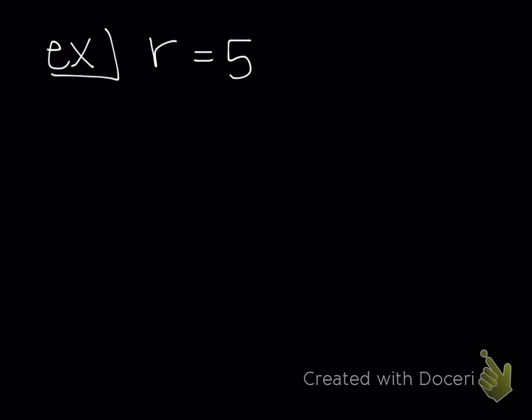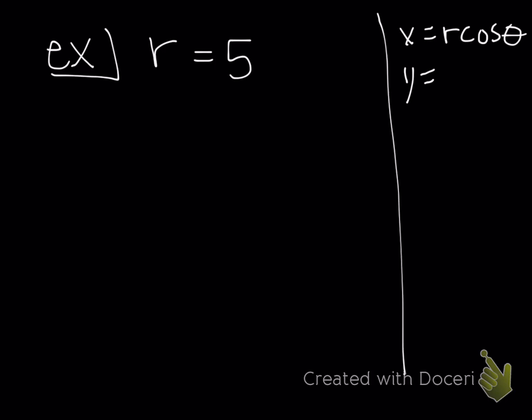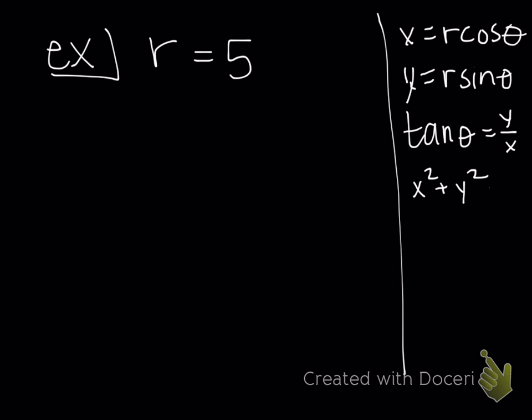So if we look at all our four formulas, let me just jot them off to the side, we have the ones from yesterday, x equals r cosine of theta, we have y equals r sine of theta, and then the two that we didn't really use yesterday are tangent of theta equals y over x, and then we had x squared plus y squared equals r squared.